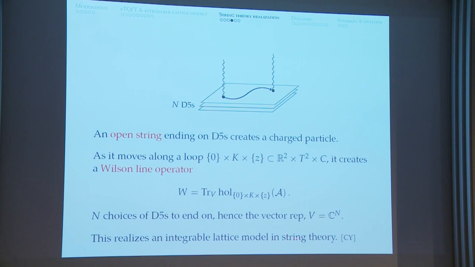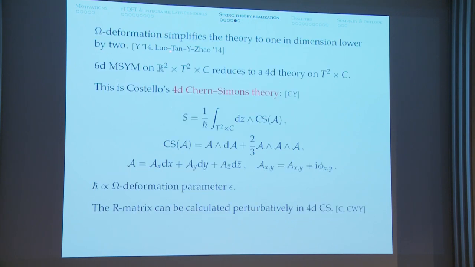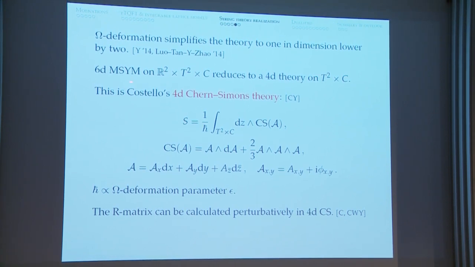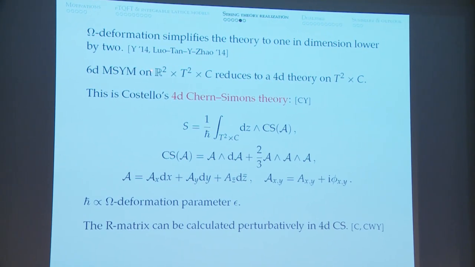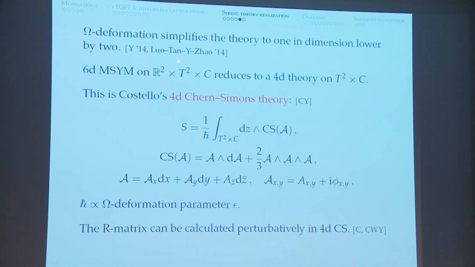Let me see. So first of all, we have to do two things. We have to identify what kind of topological holomorphic theory in 4D on T2 times C we get by this procedure, and what kind of lattice model we get from that theory with Wilson lines. All right, so omega deformation simplifies some theories to a theory in dimension lower by 2. It's a technical fact which has been known for quite some time. Because we are applying this omega deformation to the six-dimensional theory on R2 times T2 times C, the deformation reduces the 6D theory to a 4D theory on T2 times C. And this 4D theory turns out to be this 4D Chern-Simons theory of Costello.